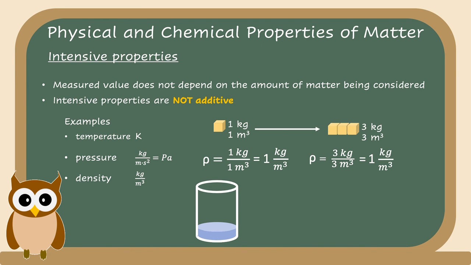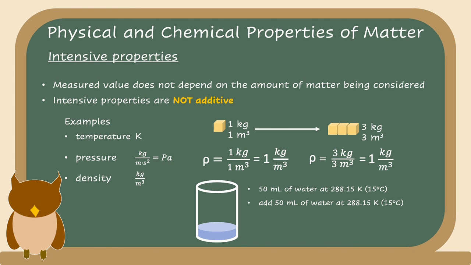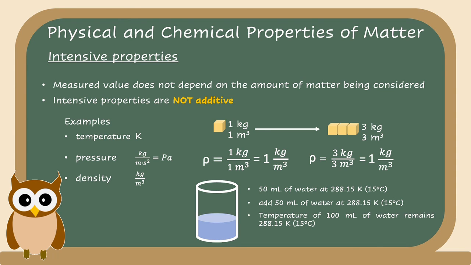Now, if we consider a glass of water, the water contains 50 milliliters of water at about 15 degrees Celsius. If we were to add another 50 milliliters of liquid, also at 15 degrees Celsius, then what will the temperature be of the solution? Well, we would just get 100 milliliters of a solution and the temperature would remain at 15 degrees Celsius. So the temperature does not depend on the amount of matter.